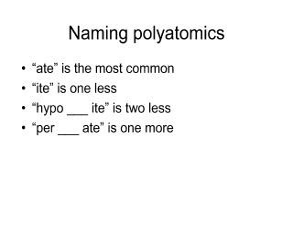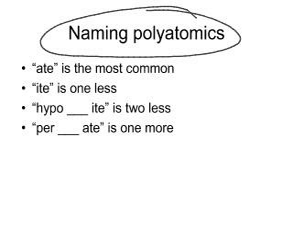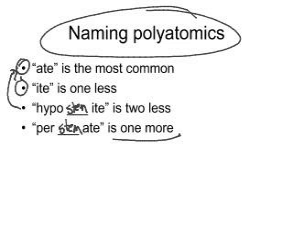You guys are starting to learn your polyatomic ions better and better and better, and you might see some trends. There's an ate, there's an ite, there's a hypo-ite, and there's a per-ate, and there's some kind of stem in here. And you might think that ate is the most common. The only thing that's really true is ate and ite. Ite is 1 less than ate. Hypo is 2 less than ate. And per is 1 more than ate.